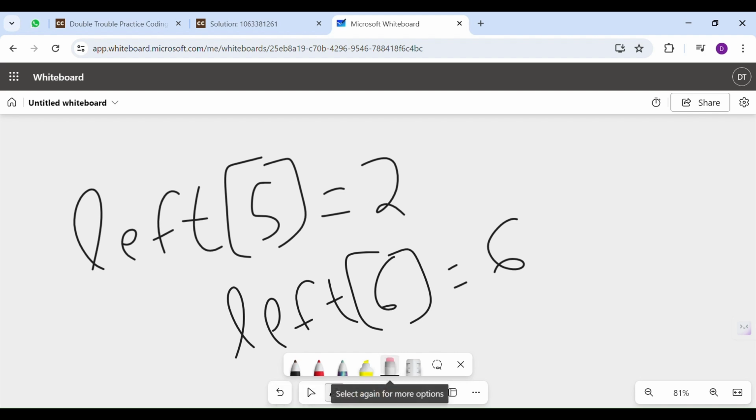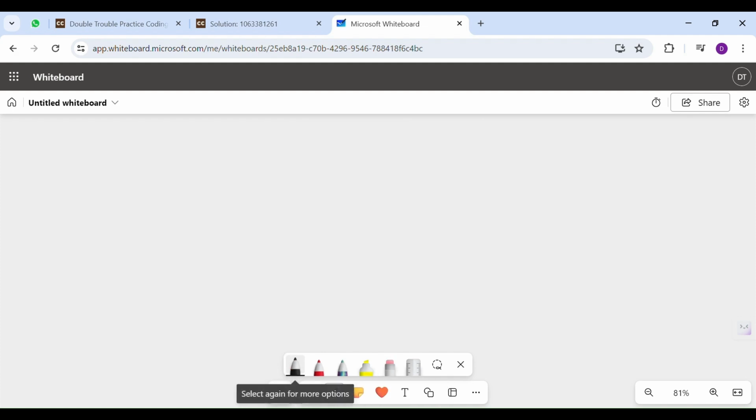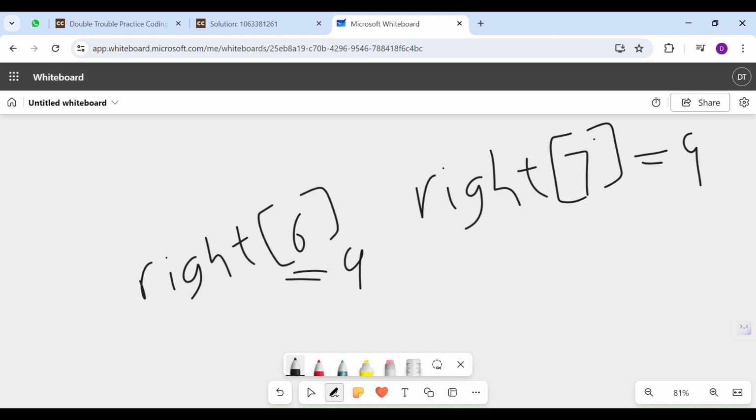Now, similar for right, just we will be iterating in reverse fashion. If I have a value right of 7 equal to 9, which means if I am activating the 7th ball to the right, it will hit up to the 9th ball. And I want to find the value of right of 6. Then I will just check if I can hit the 7th ball from the 6th ball. If yes, right of 6 also becomes 9, else right of 6 will become 6.